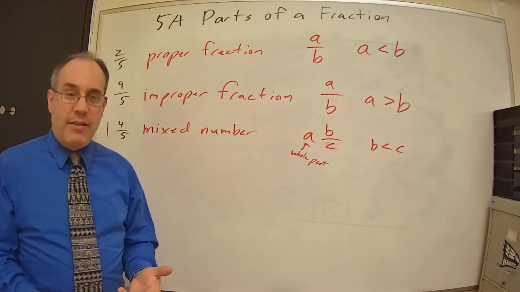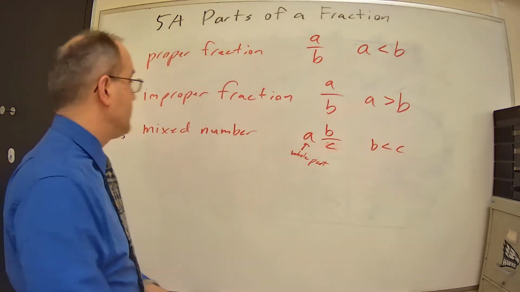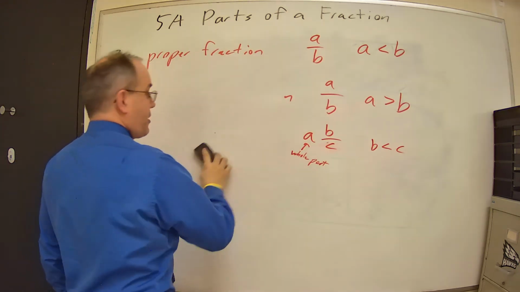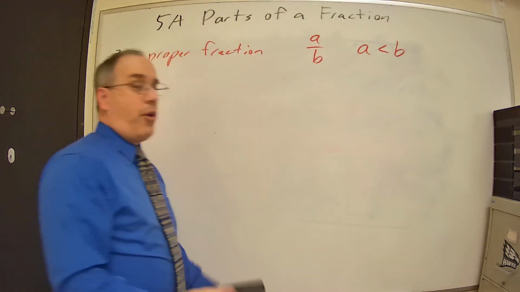So when we have an improper fraction and a mixed number, those two can be swapped back and forth. And we're going to go through how to do that. Proper fractions are proper fractions. You can't really swap them back and forth between anything because there's only part of the whole.